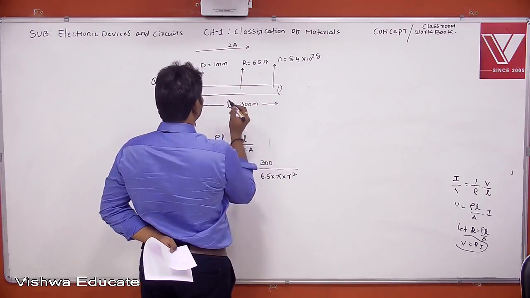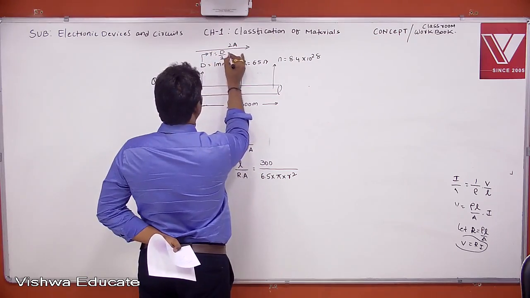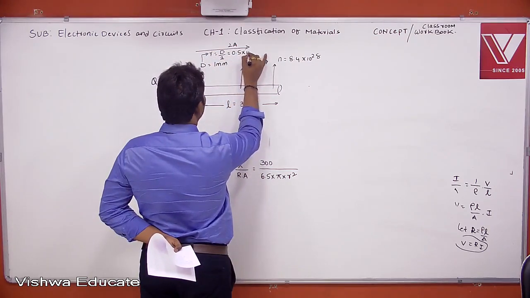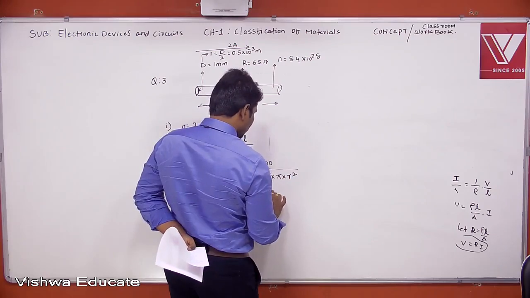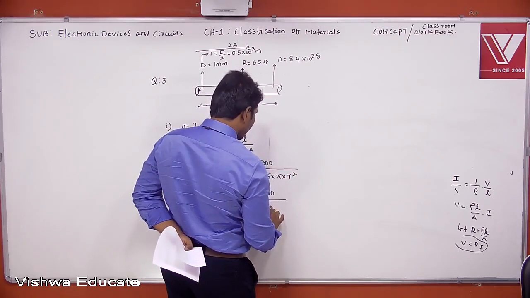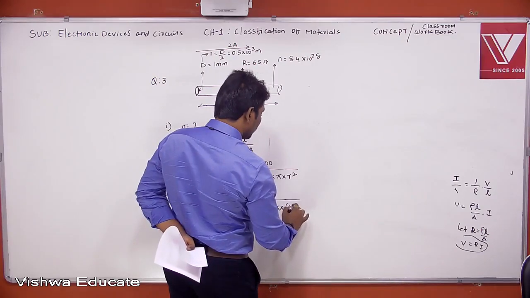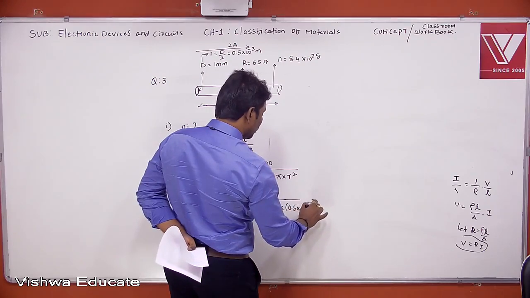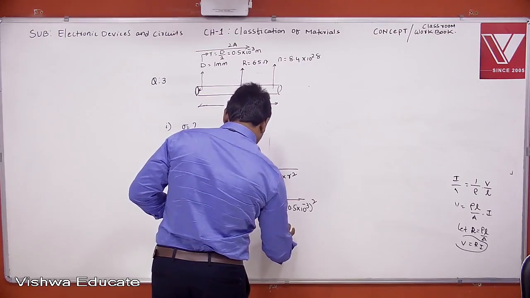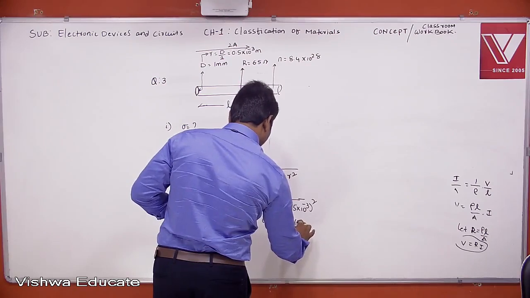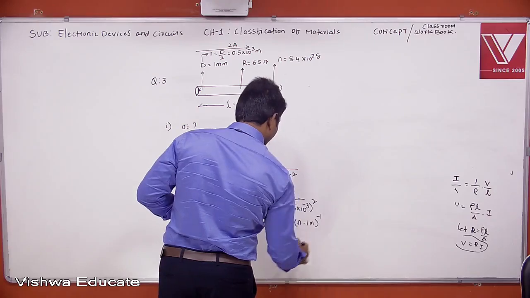Actually, they have given a diameter. In terms of radius, it is half of the diameter. That is, radius equals half of the diameter, which is 0.5 into 10 to the power of -3 meters. Now substitute the R value: conductivity is 6.5 by pi into R square, where R is 0.5 into 10 to the power of minus 3, whole square. So it is equal to about 0.58 into 10 to the power of 8 (ohm meter) inverse.